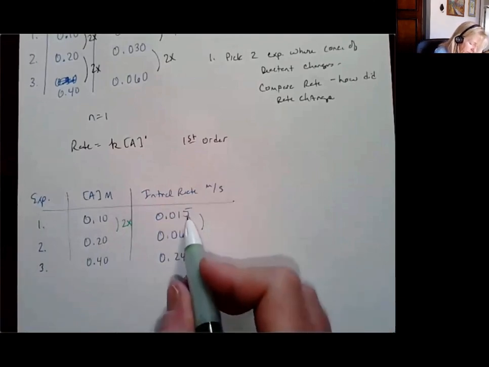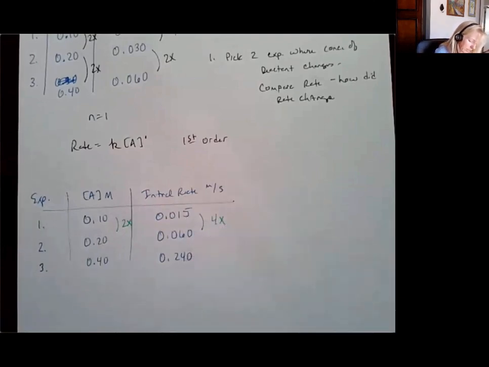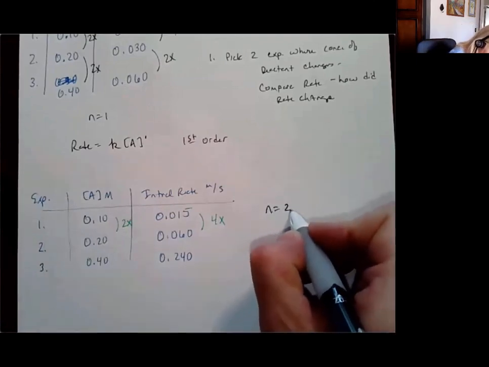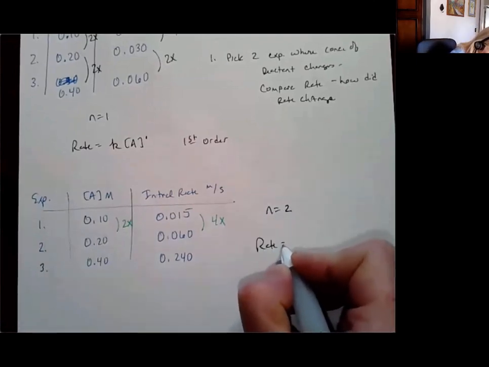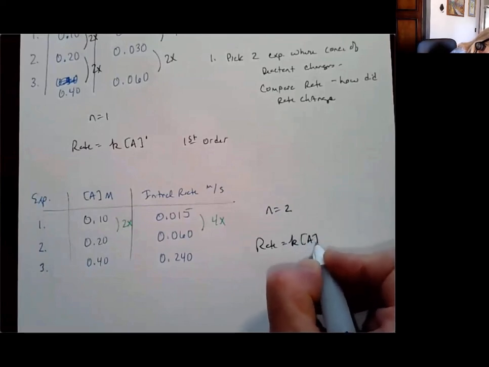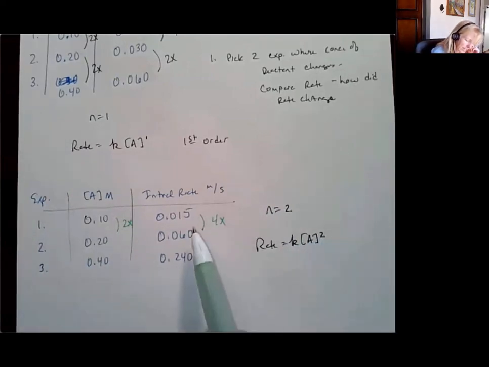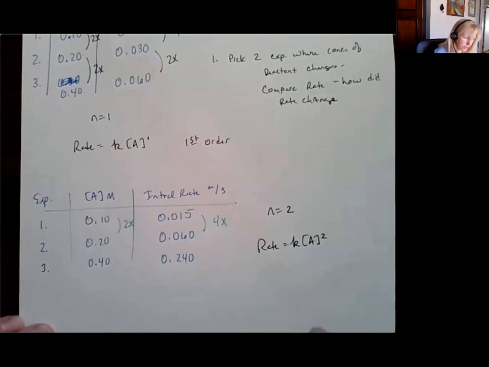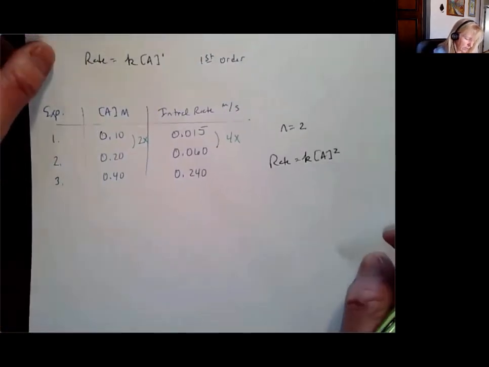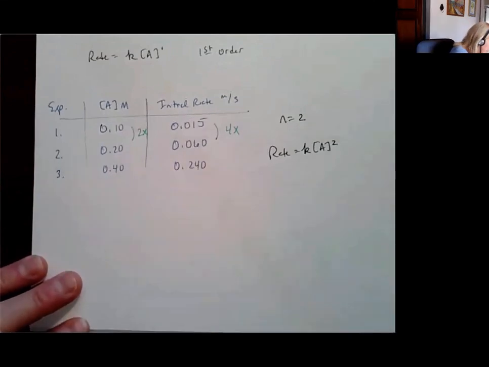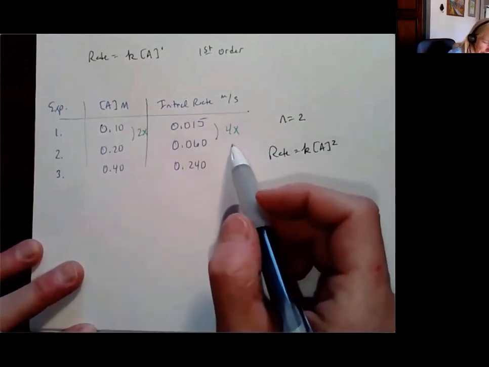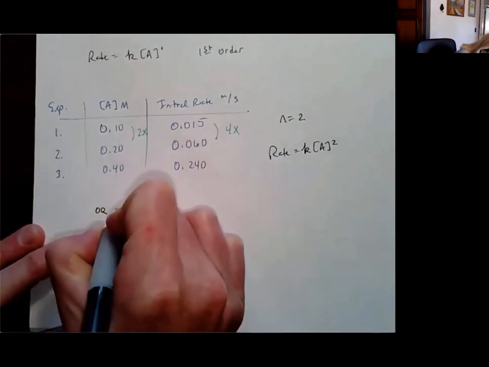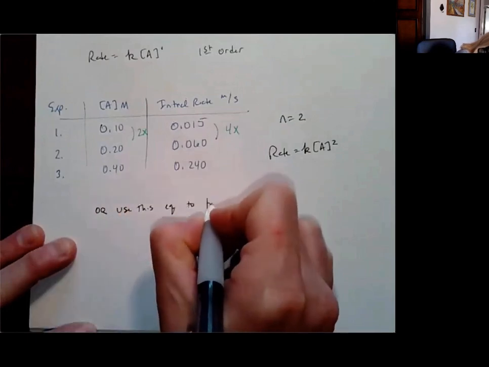So I'm going from, so this is a 4 times. So this is going to tell me that I'm second order. N equals 2, and my rate law for this is going to be A squared. If it's not easy to just look at this and find, there's a way that you can also do this mathematically, taking your rates. So it's not always easy to see what's happening here. So you can eyeball it, or you can use this equation to find N.